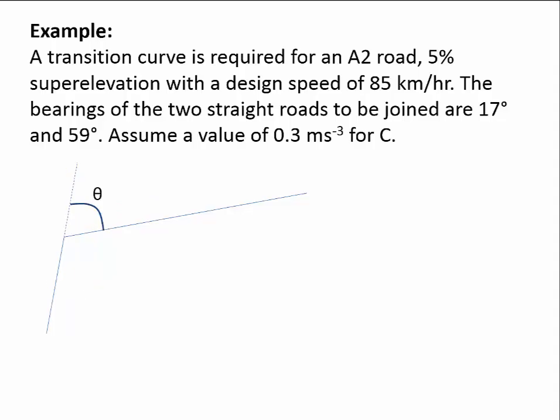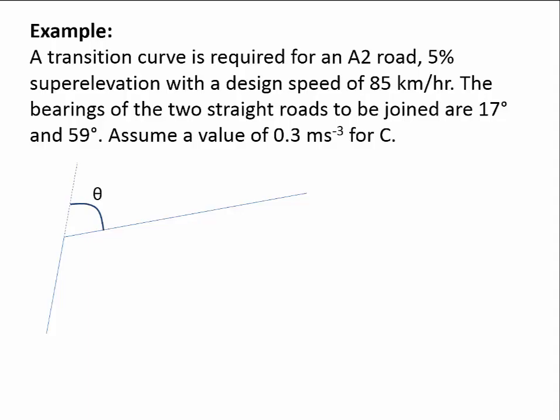You should be able to see that that can give us our intersection angle. So our intersection angle is going to be 59 degrees minus 17 degrees, which is 42 degrees. 5% super elevation relation, design speed 85 km per hour. We are assuming a C value of 0.3 meters per second cubed for C.